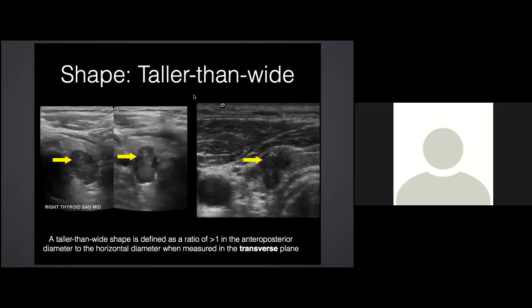And then examples for the shape. These are all examples of taller than wide nodules, and these certainly will get points on the thyroid system. Suspicious as well, and certainly some of these also have irregular margins. A taller than wide shape is defined as a ratio of greater than 1 of the anteroposterior diameter to the horizontal diameter when measured in the transverse plane.